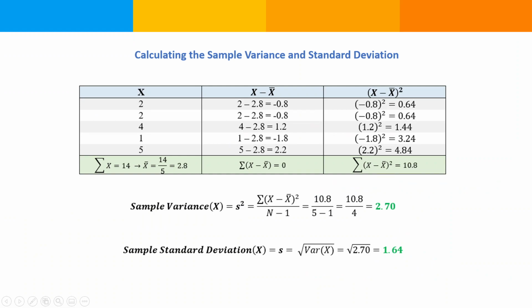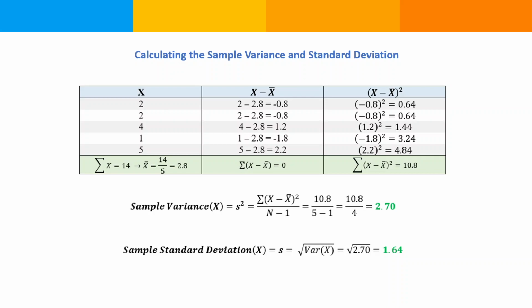So here we have an example of how to calculate this. Let's imagine we have a variable x, and we'll just say that it's the number of years that employees have on the job. So we have 5 observations, and the values are 2, 2, 4, 1, and 5. Well, the first step is to calculate the sample average. Our sample average works out to 2.8. The sum of our values is 14, and then the average is 14 divided by 5, because we have 5 observations. So we get a sample average, an x bar, of 2.8.